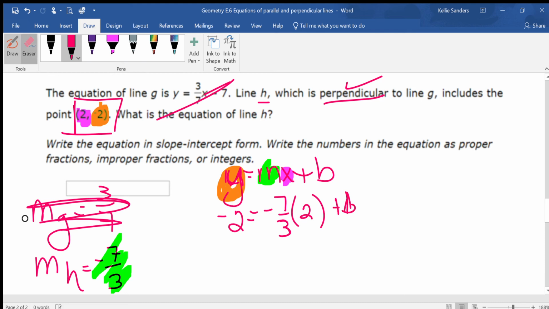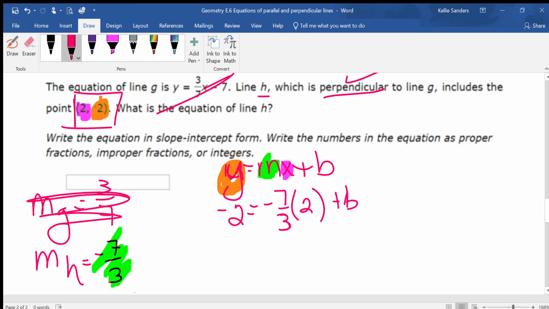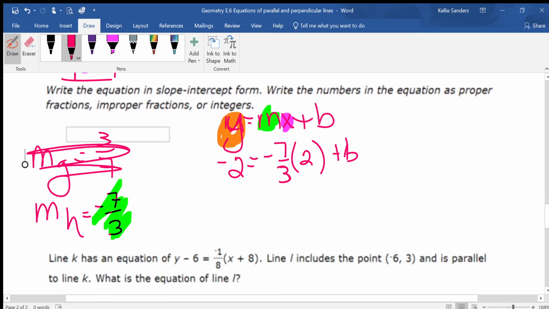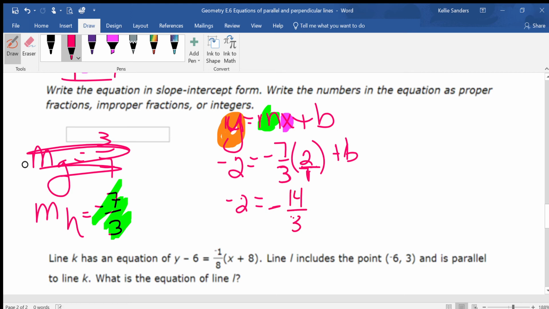And we don't know b. So negative 2 equals, again, well, 3 doesn't go into 2, does it? So I'm going to put that over 1. And I'm going to multiply. How do we multiply? Multiplying fractions is no problem. Top times top and bottom times bottom. So it's going to be negative 7 times 2 is 14, 3 times 1 is 3. And 3 does not go into 14. 14 over 3 does not reduce.